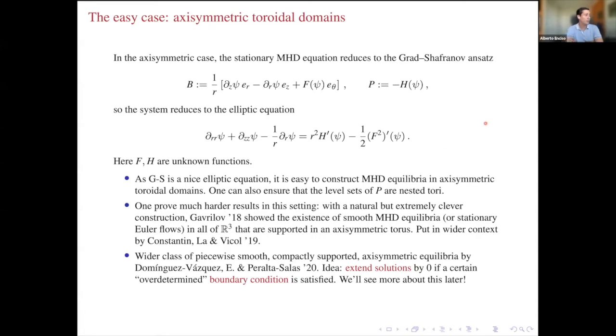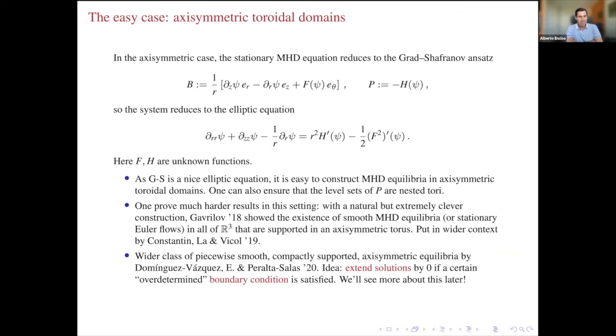In there, h and f are unknown functions that we can pick at will. Since this is a nice elliptic equation, it's easy to construct MHD equilibria in axisymmetric toroidal domains. And in fact, we can also make sure that the level sets of the pressure are nested tori of the kind we want. So in the axisymmetric case, things really look peachy.